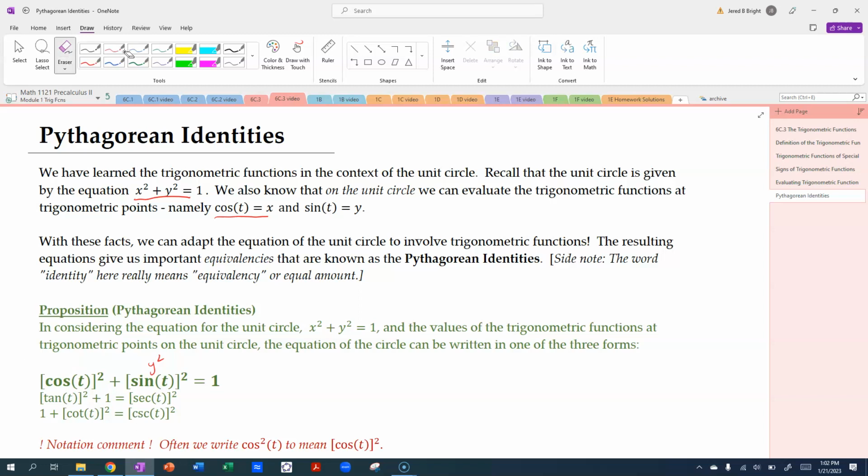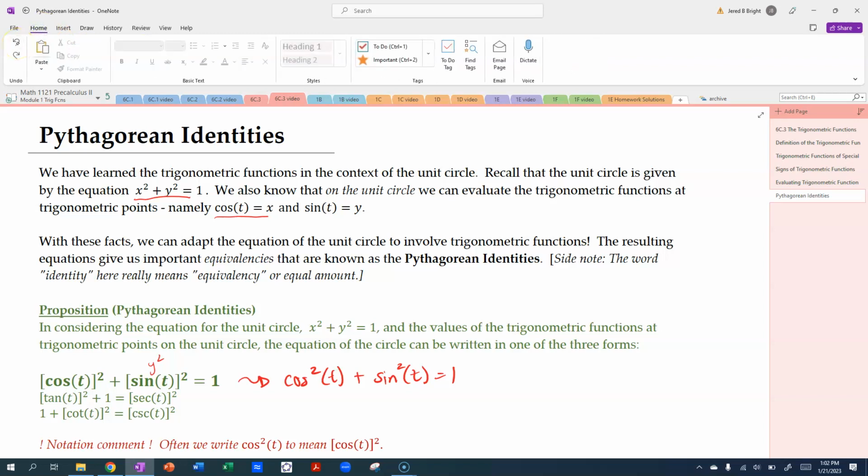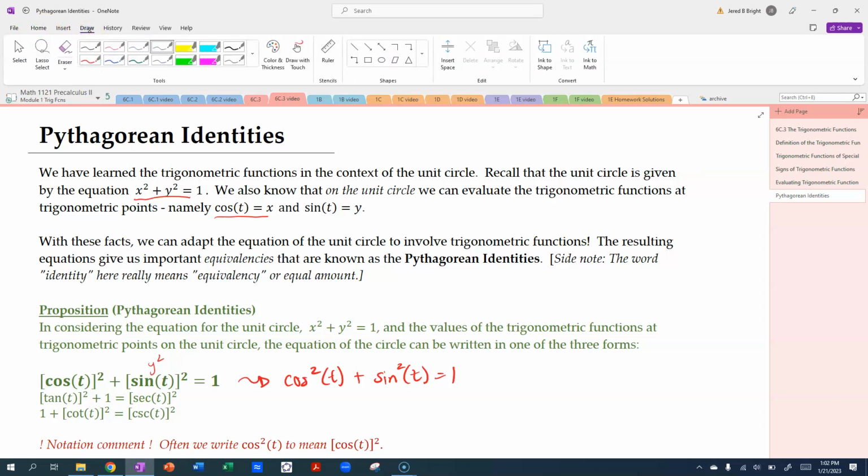Okay, so cosine squared plus sine squared, and often when we write this, we typically write it as cosine squared of t plus sine squared of t is equal to 1. I wrote it like this in the notes because some students have mistakenly put the square on the t instead, and that's not okay. So just make sure that when we write cosine squared, it is take cosine of t, whatever that gives you, square it, and go forward from there.